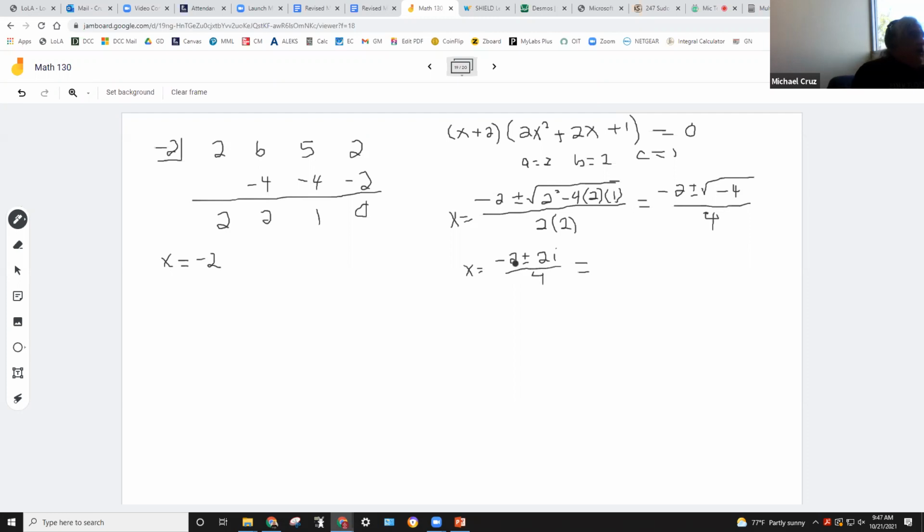Another way of looking at it is 2 over 4 is 1/2. And so that would also be 1/2. But if you just think about factoring a 2 out in each one, it makes it a little bit easier to think about.